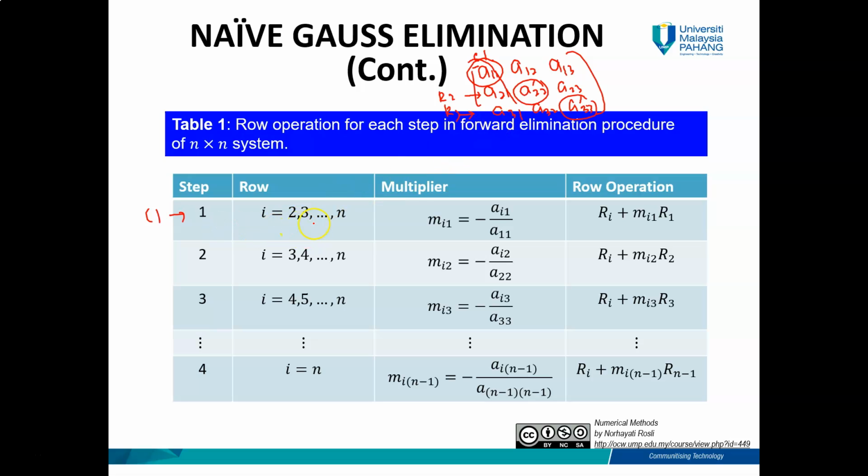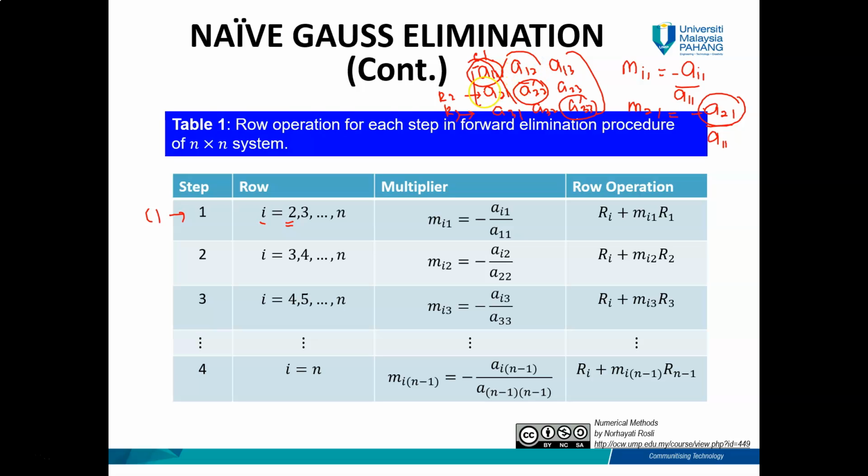Based on this, the multiplier we need to calculate is mi1 equal to negative ai1 divided by a11. When i equals 2, for the second row, you compute m21 equal to negative a21 divided by a11.